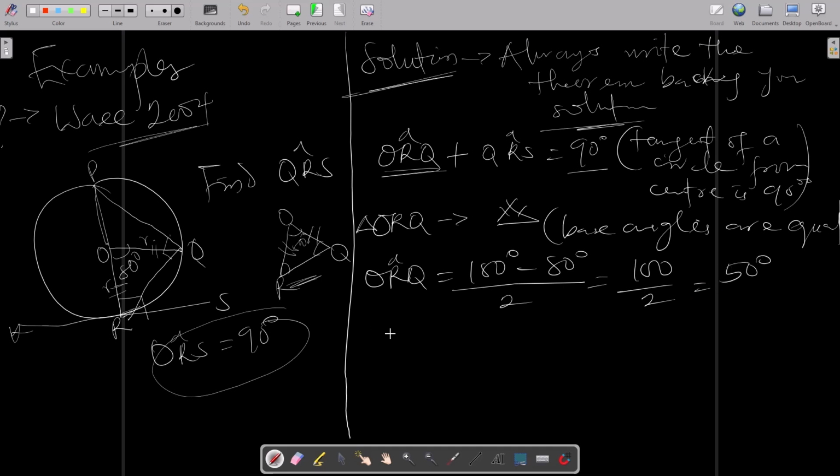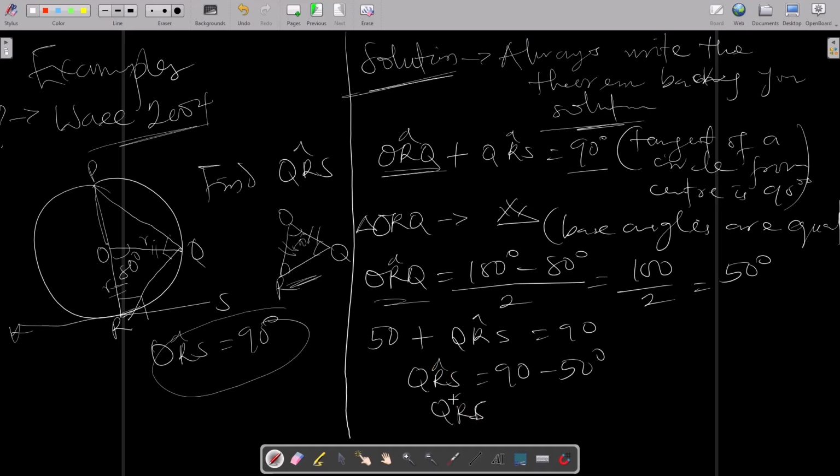Now when we have 50, all we have to do is replace this here with 50, and we can get our QRS. So we have 50 plus QRS equals 90. QRS equals 40. And that is your answer.